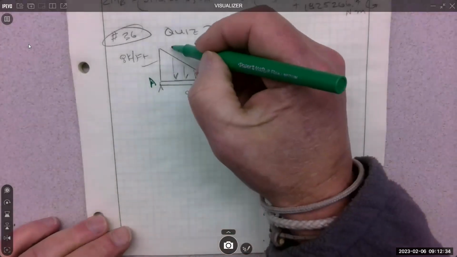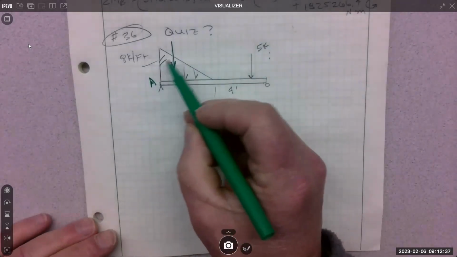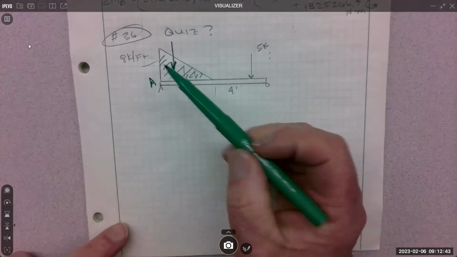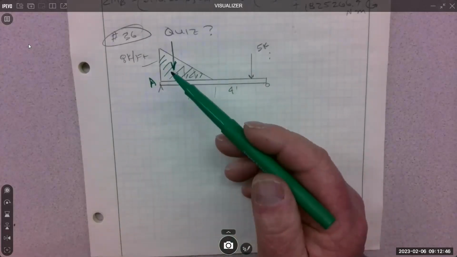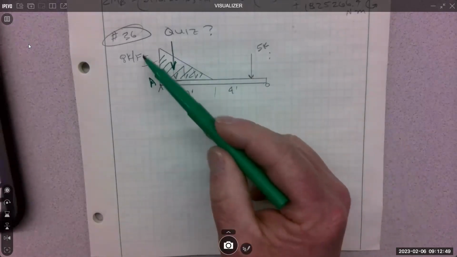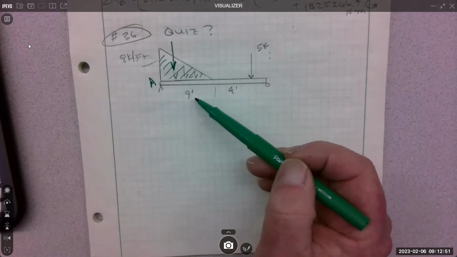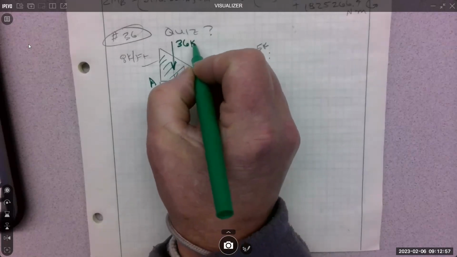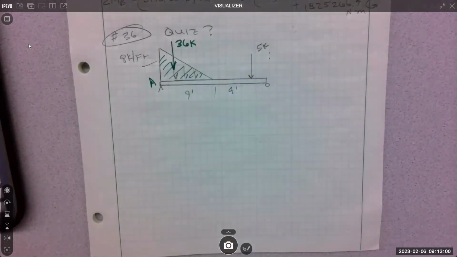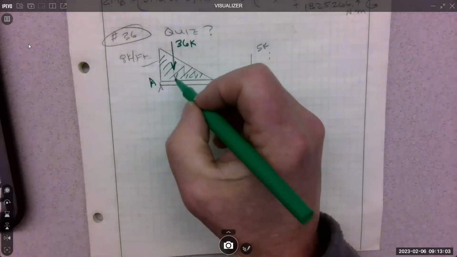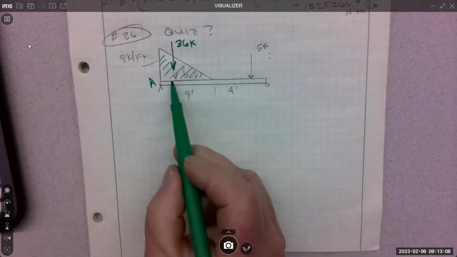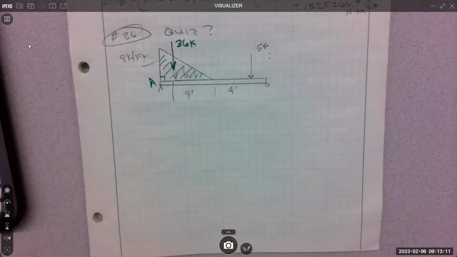So I know it goes here, and I know it's the area of the triangle. That's 1/2 base times height, 1/2 of 8, I'll do 1/2 of that because it's easy. That's 4 times 9, 36, right? 36 kips. And where's that at? Through the geometric center, which is 1/3 the base from the 90 degrees. So that's going to be 3 feet.